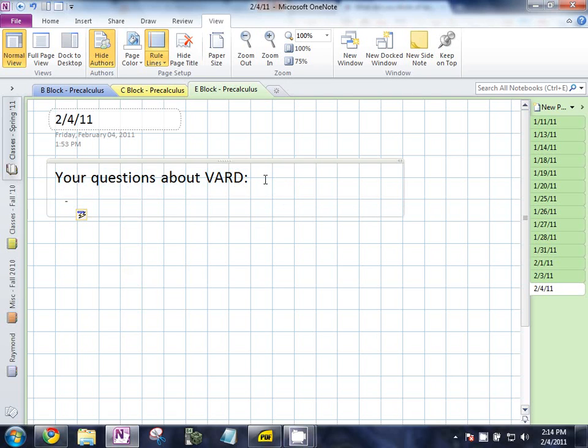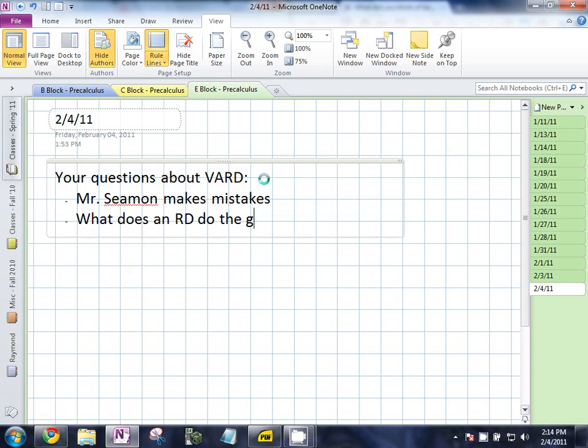Let's go left or right. Yeah. When it wasn't cubic and that wasn't the definition, you substituted 5. Yeah, ready? Mr. Seamon makes mistakes. Okay. I made a mistake. Yeah, it happens. What does a removable discontinuity do to the graph, and how do you find one?